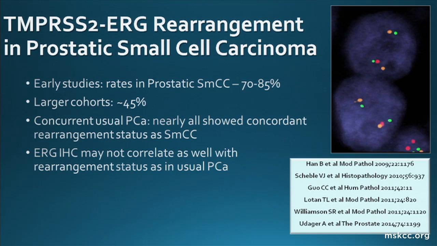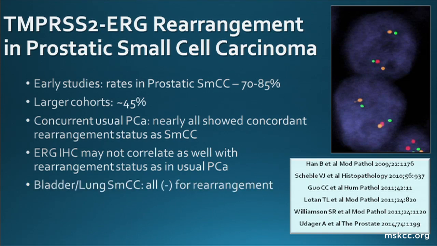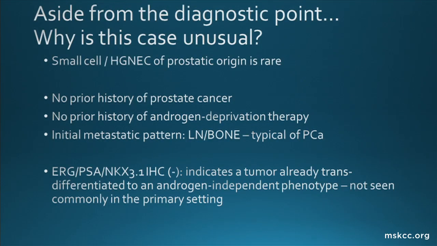And this was brought home by the last study on the list by Udager et al. from University of Michigan in a warm autopsy series, which showed this quite nicely. Very important in terms of differential diagnosis, all of the bladder small cells and lung small cells that have been tested throughout these series have been negative for the rearrangement. So it's a very powerful marker in this setting by FISH, or in this case, sort of through the back door by a next generation sequencing assay, for prostatic origin in these tumors. So aside from this important diagnostic point that just doing an immunohistochemical stain in this setting and finding it negative might not rule out the rearrangement, why is this case unusual?